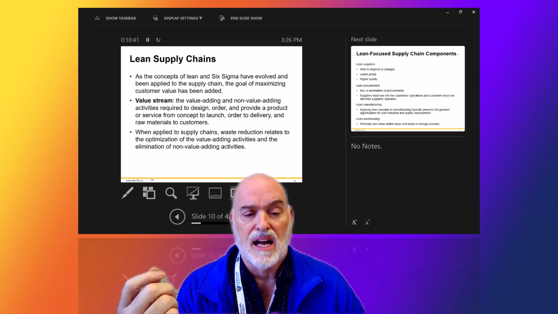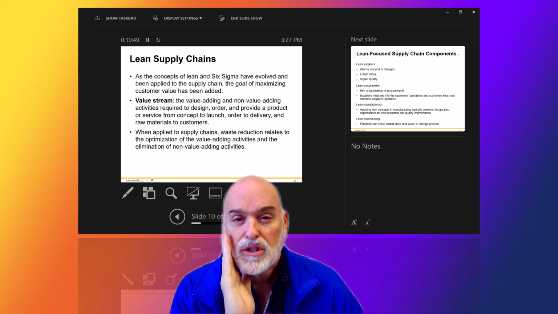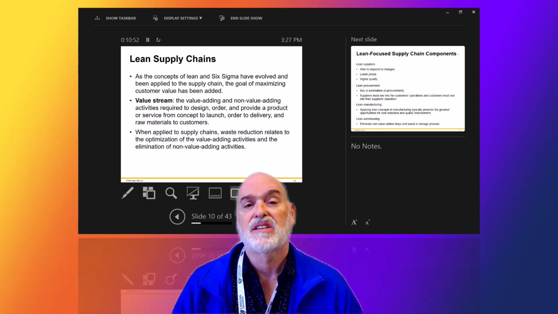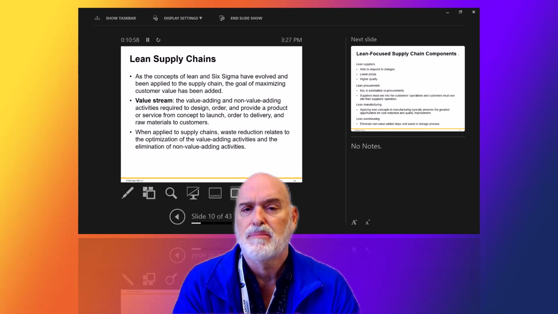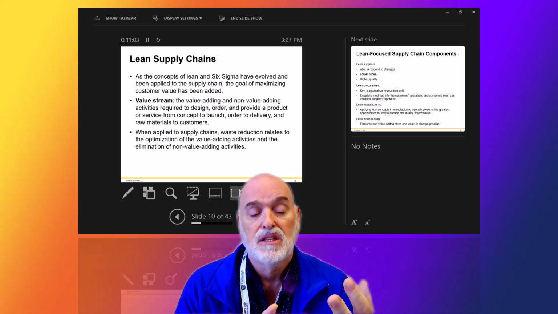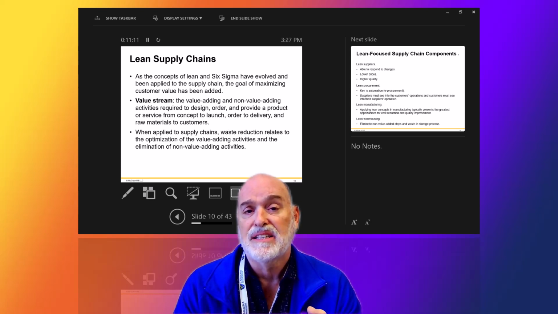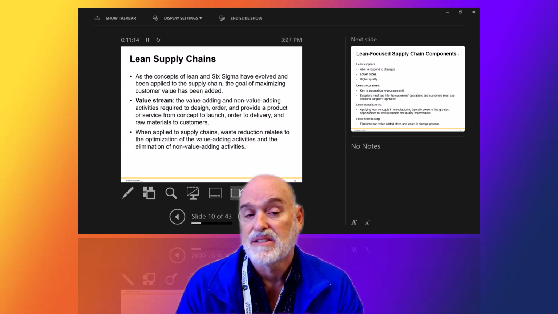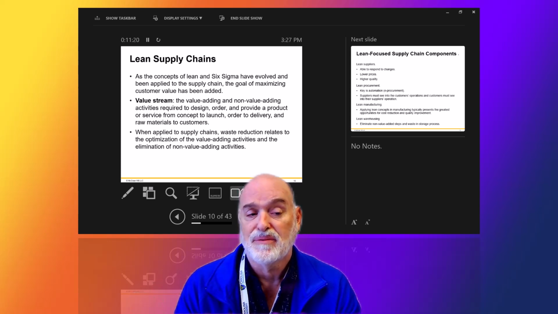Lean supply chains. As the concepts of Lean and Six Sigma have been applied to the supply chain, the goal of maximizing customer value has been added. We're doing some of the things here. I think some of the initiatives that I'm trying to do in the Patterson School of Business could be considered maybe Lean supply chain, because what we're looking to do is enhance the student experience. We're looking to provide classes from qualified and educated professors who have experience in teaching and in most cases in business. So we're actually applying Lean supply concepts within the university.